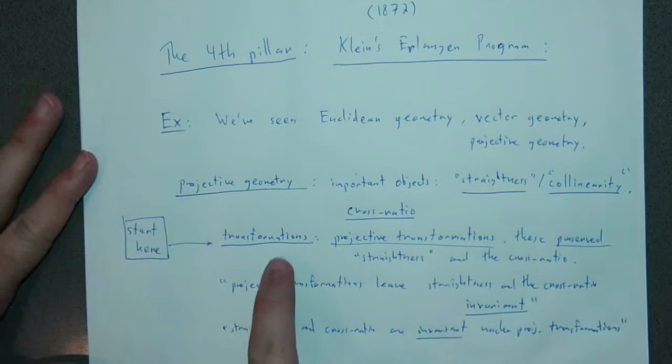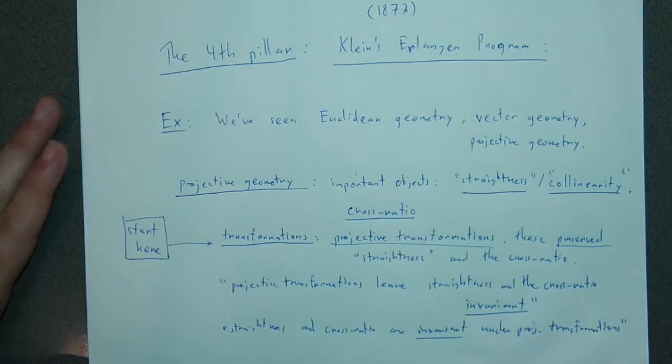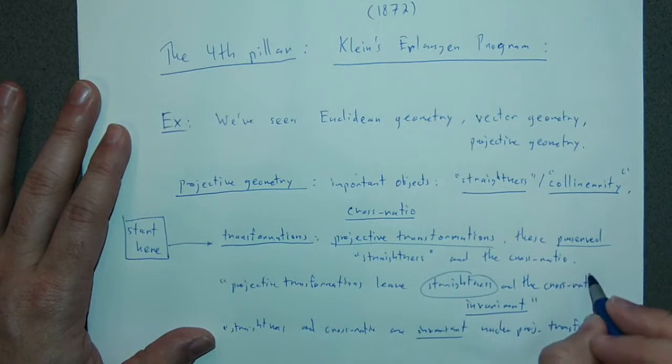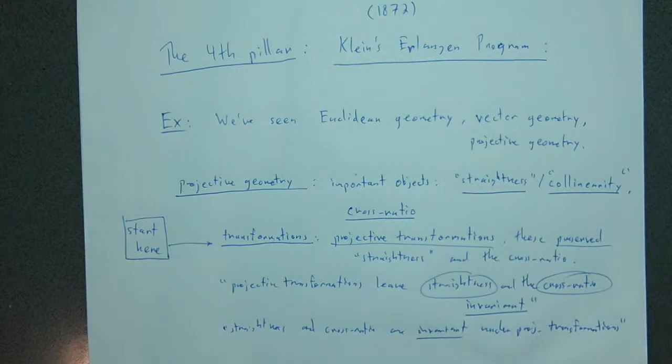So we started with transformations. We asked ourselves what quantities, what concepts, what notions are left unchanged, or are invariant, with respect to these transformations we started with. In this particular case, the notions of straightness and cross ratio are preserved. Really, of course, as we'll see, what's being preserved here is the concept of straightness, collinearity. Of course, the cross ratio helps measure that, but these are things that are preserved by these projective transformations.